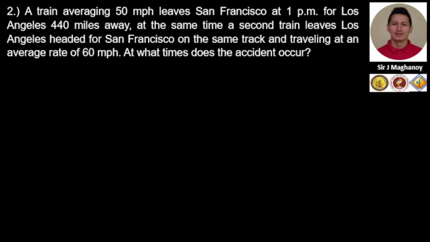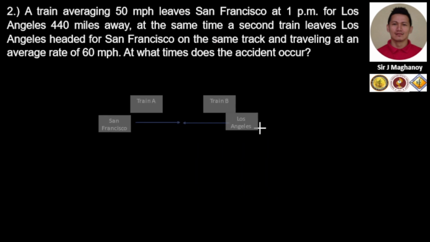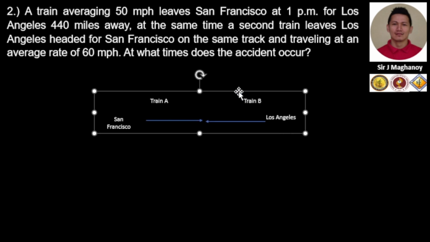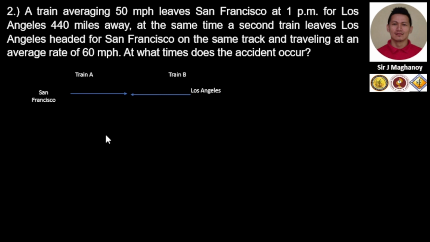Okay, so first we need to visualize the movement of the moving objects, the two trains moving on the same track. Because both trains are moving on the same track, at a certain time the two trains will collide, a head-to-head collision. So that is the accident. The question is, at what time does the accident occur?